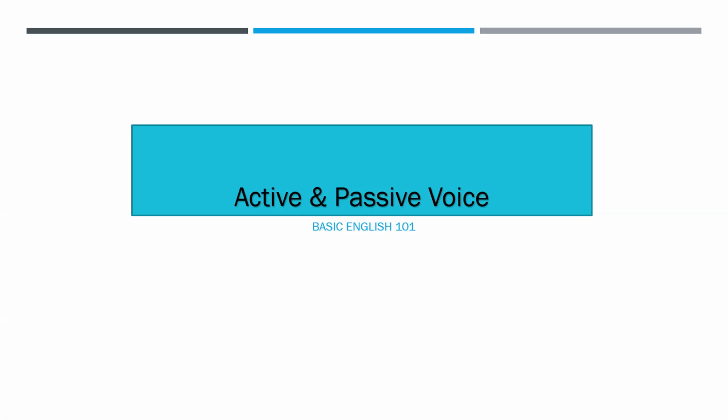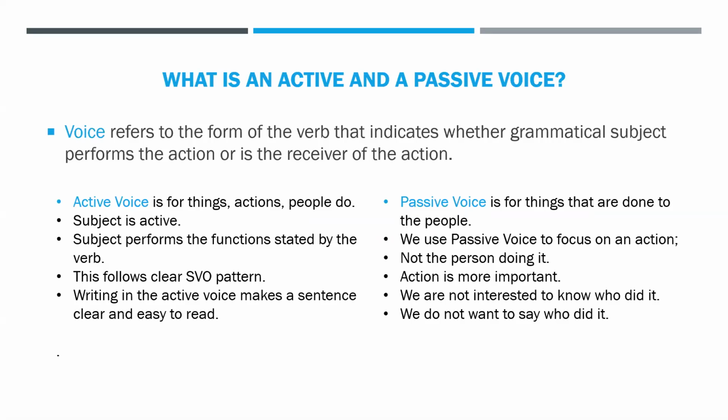Before we go on to this transformation, you will try to know what the voice is. The voice here is nothing but what the verb is telling you: who is the doer of that verb, that action. So voice refers to the form of the verb that indicates whether the grammatical subject performs the action, who is doing the action, or whether the grammatical subject is the receiver of the action. As we go further, you will understand it.